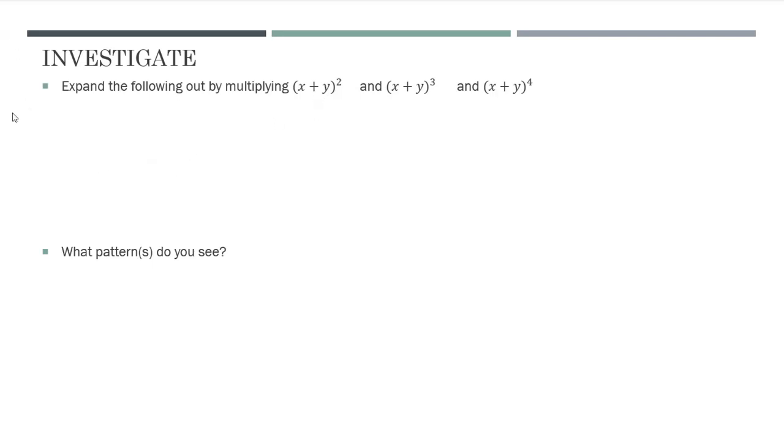So just using FOIL, you've got (x + y) times (x + y). That doesn't seem too bad. So we get x squared, and then x times y, and x times y again, and y squared. Combine like terms, you get x squared plus 2xy plus y squared. Okay, well that was grade 10.